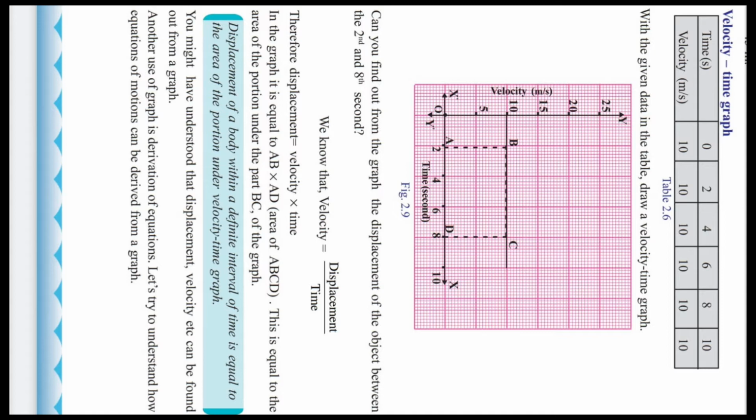We know that velocity is equal to displacement by time. Therefore, displacement is equal to velocity into time. That is very important. Then in this graph, it is equal to AB into AD. See, what is AD? AD is the time interval between 2 second and 8 second.